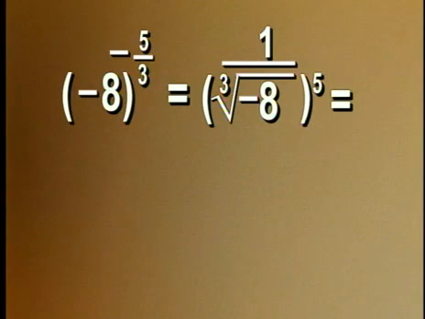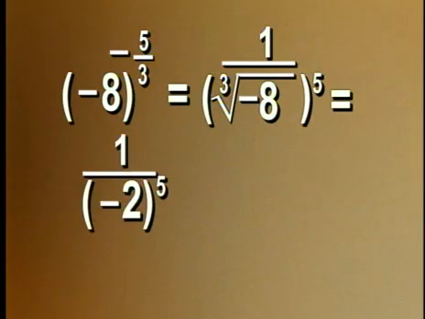What is the cube root of negative 8? Well, the cube root of negative 8 is that number which when cubed gives us negative 8. It's going to have to be negative, because we can't get a negative by cubing a positive number. And it's going to be 2, because 2 cubed is 8. So we know that the cube root of negative 8 is actually negative 2.